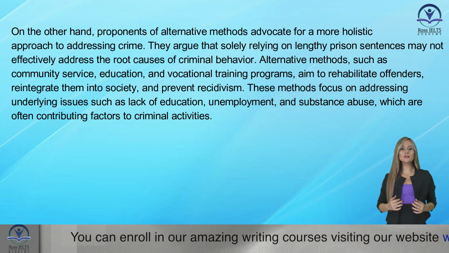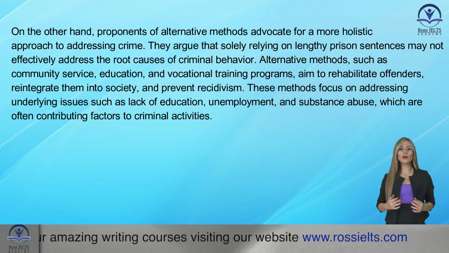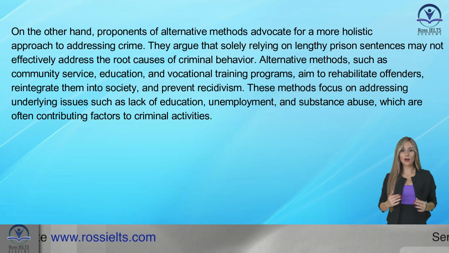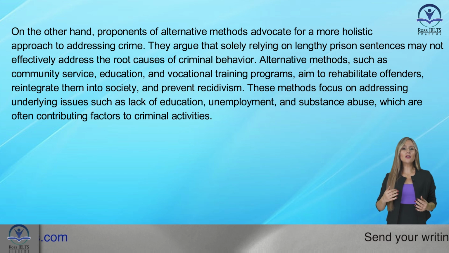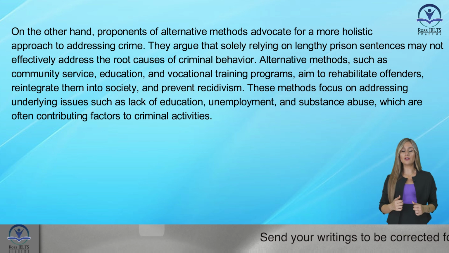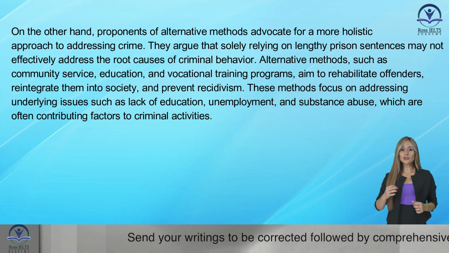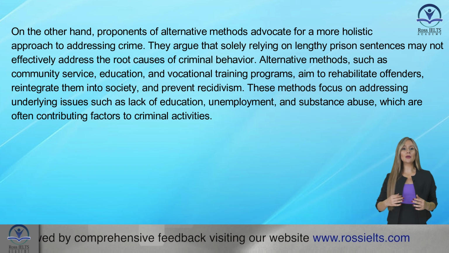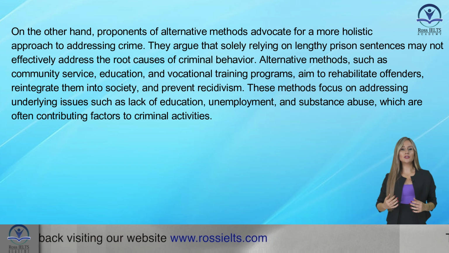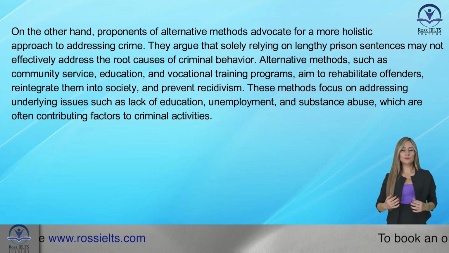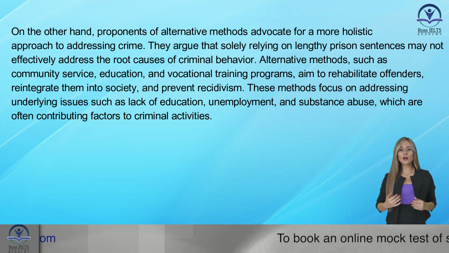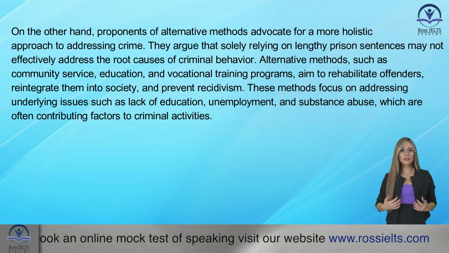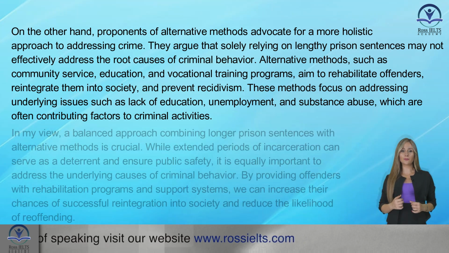On the other hand, proponents of alternative methods advocate for a more holistic approach to addressing crime. They argue that solely relying on lengthy prison sentences may not effectively address the root causes of criminal behavior. Alternative methods such as community service, education, and vocational training programs aim to rehabilitate offenders, reintegrate them into society, and prevent recidivism. These methods focus on addressing underlying issues such as lack of education, unemployment, and substance abuse, which are often contributing factors to criminal activities.